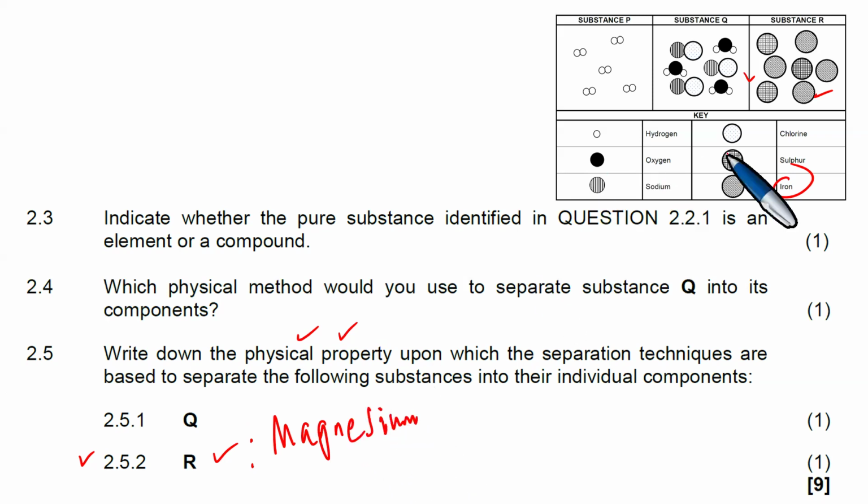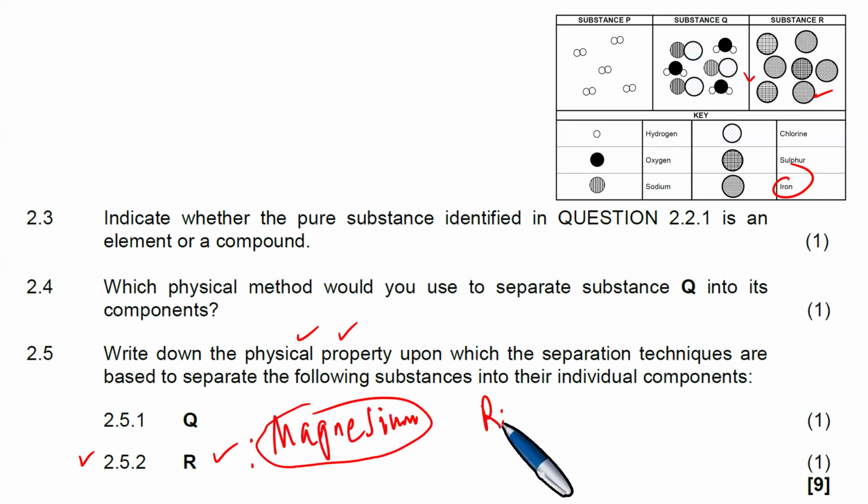Right, so to separate this mixture of iron and sulfur, we use magnesium. So R would be that it is magnesium. And we use magnesium to separate the mixture of what? The mixture of this one, because this one is iron.